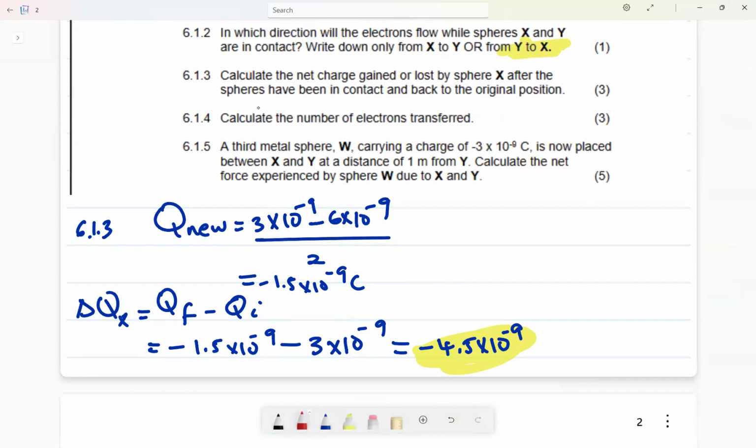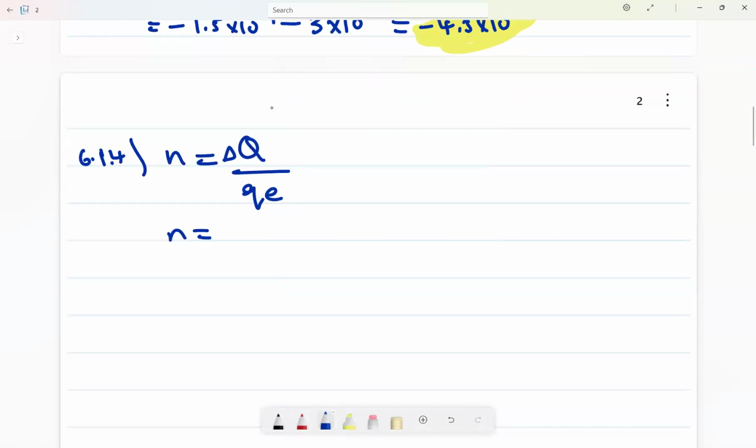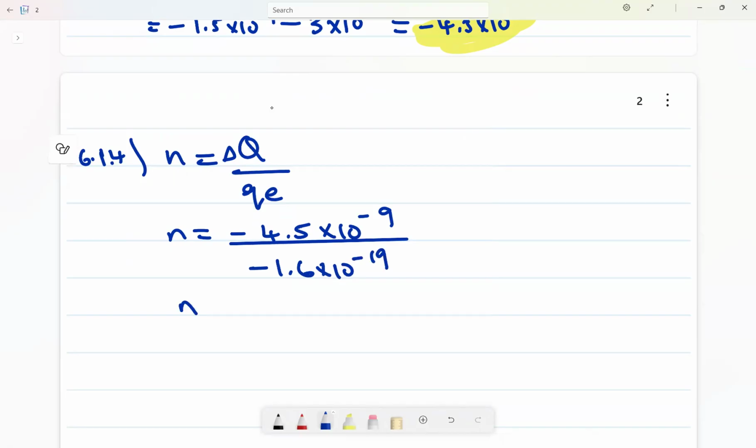So now 6.1.4 says, calculate the number of electrons transferred. Remember, the number of electrons transferred is the change in Q divided by the charge of an electron. You can use negative 4.5 times 10 to the power of negative 9, but when you use negative 4.5, you need to divide by negative 1.6 times 10 to the power of negative 19. If you use positive here, it needs to be positive also.